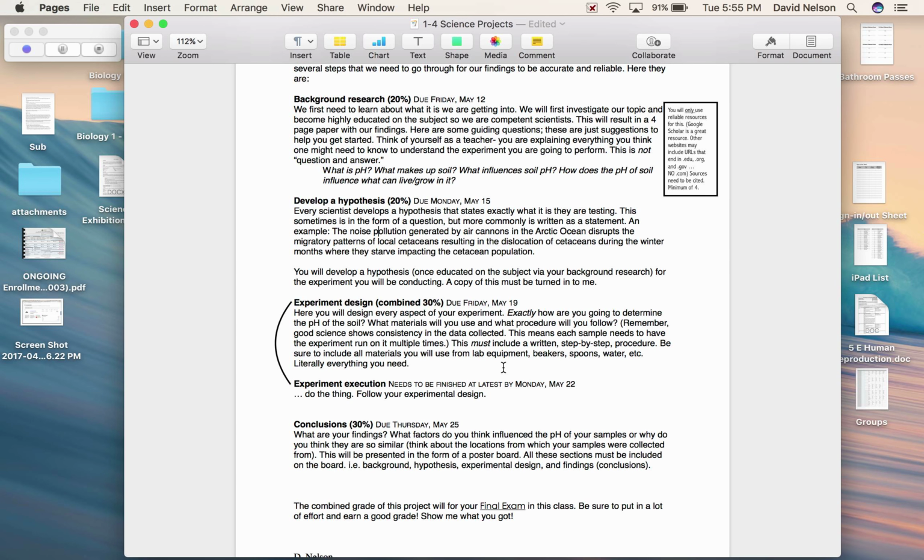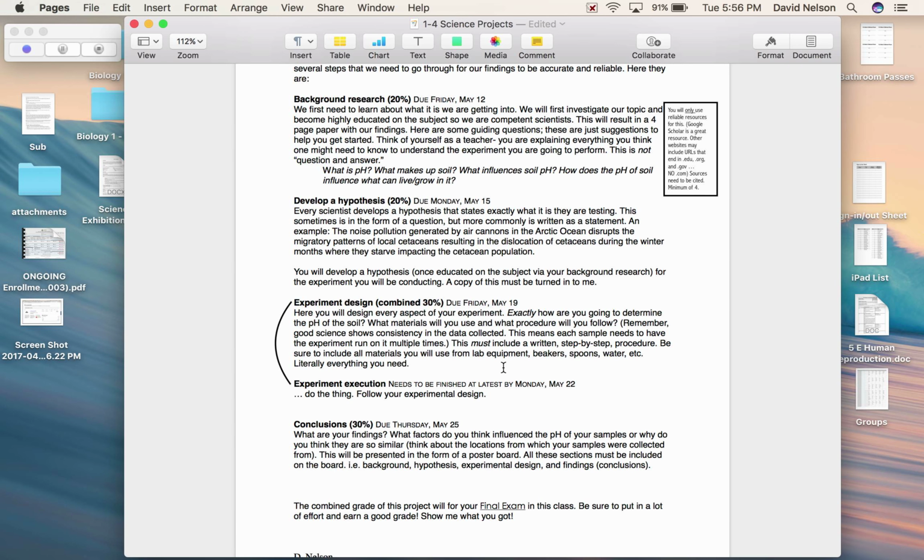You'll also need to be sure to include every material you're going to use. Everything from lab equipment, beakers, spoons, water, literally just everything you're going to use. If you're going to use water, I need to know exactly how much water. You're going to use 100 milliliters of water. All right, fantastic. What's that water going to be in? So you need to tell me what that water is going to be in, as well as that you're going to use 100 milliliters of water. So just exactly, literally everything that you are possibly going to use and touch throughout this experiment needs to be listed in your materials list.